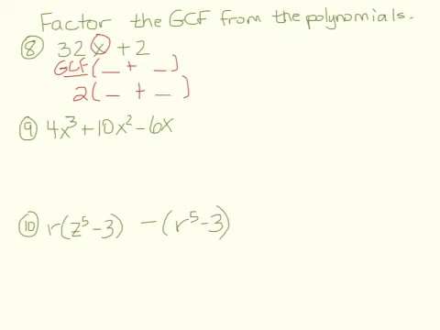Now remember, I'm going to be distributing here. And when I distribute, I want it to equal this original problem. So 2 times 16x is going to give me the 32x. And then 2 times 1 is going to give me 2. So if I distribute, I do get what I ended up with. So when I factor out the greatest common factor from the polynomial, I get 2 times 16x plus 1.